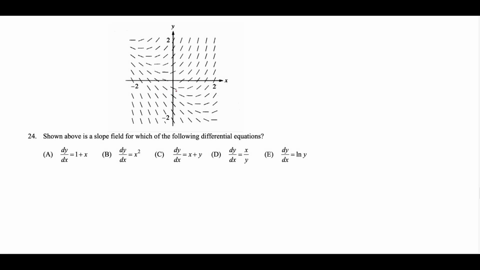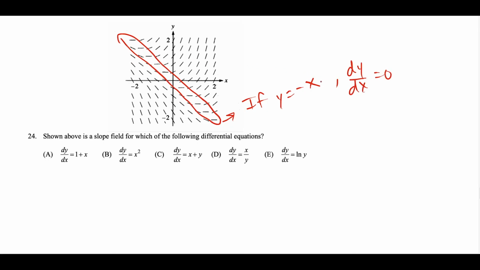So for question 24, we have a slope field, and we want to know which of the following is a potential differential equation for this slope field. Now, what I like to do for questions like this is look for a pattern. And I notice in this part of the graph here, look at this diagonal. Notice here, all of the slopes are 0. So what this tells me is that if we're on the line y equals negative x, the slope at all of those values is equal to 0, because you see how all of these lines are horizontal.